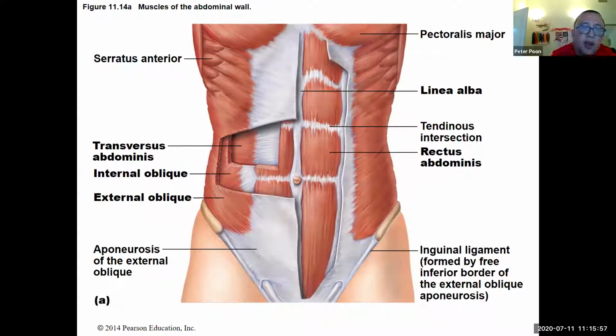The other thing is this right here. The external oblique will wrap up into an aponeurosis. Aponeurosis is like a tendon that's been stretched out. But the aponeurosis of the internal oblique is weird in that it wraps itself up into this cord. This cord is called the inguinal ligament.